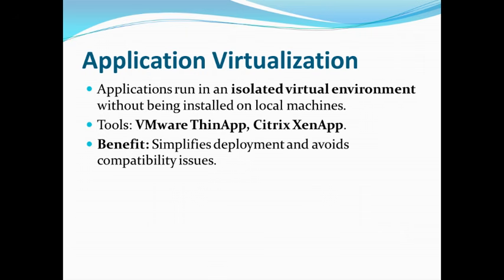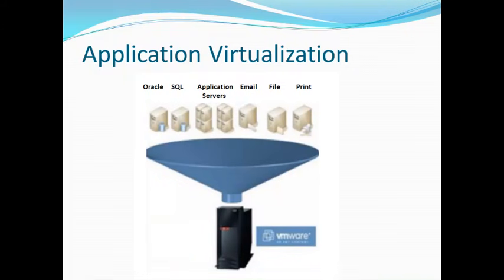Let's see how application virtualization is done. Application virtualization allows applications to run in a virtual environment without being directly installed on the physical device. In this diagram, multiple types of applications like Oracle, SQL, email, file, print, and application servers are shown at the top. These applications are funneled through a virtual layer powered by VMware that separates them from the underlying hardware.